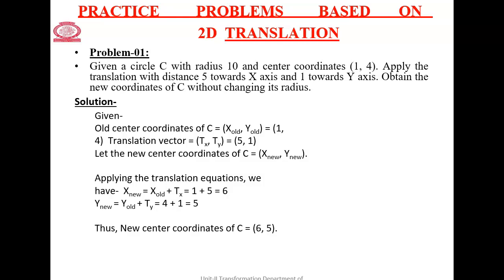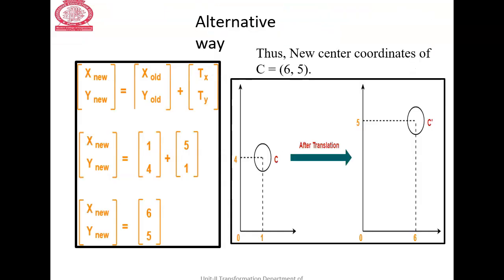Here we can see that the earlier coordinates of the circle were 1, comma 4. Adding the shift vectors to these two values, we get the new coordinates 6, comma 5, but the radius of the circle remains unchanged. There is an alternative way to do the same task to calculate the new center coordinates of C, where you can use this matrix: x new, y new equals x old, y old plus tx, ty. So x new, y new is equal to 1, comma 4, that is your old coordinates, plus you can add the shift vector, that is 5, 1. Here you can easily get by matrix addition 6, comma 5.